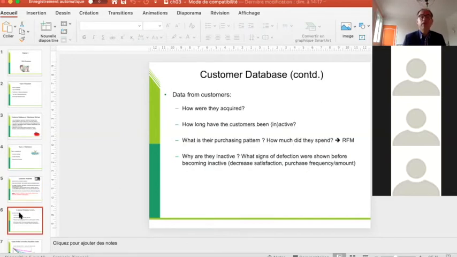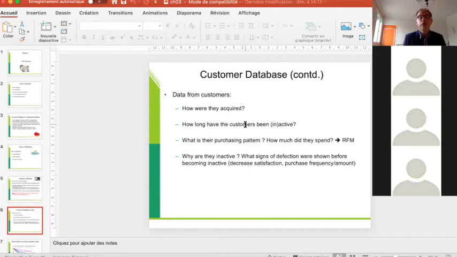We continue with the customer database, so data from customers, how they were acquired, how they have been active or inactive, what is the purchasing pattern, how much did they spend. This is the RFM rule, so recency, frequency, monetary amount. Why are they active or inactive? What are the signs of defection before they become inactive? All this information can be obtained with transactional data.